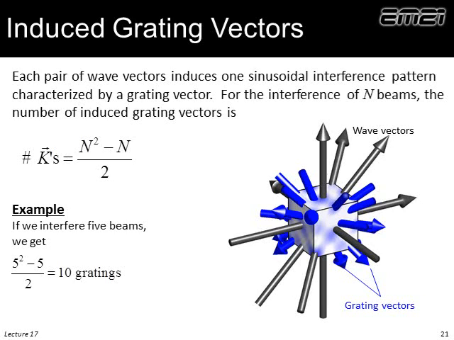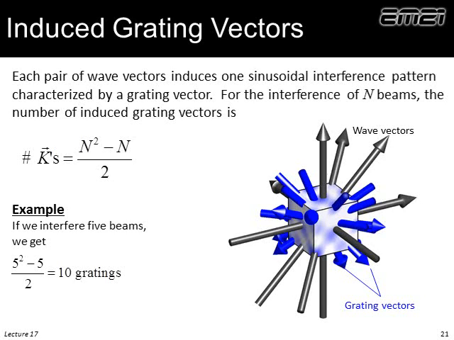Let's think about the induced gratings. All I've said so far is that if we have multiple wave vectors, we get a whole bunch of different grating vectors. So think of it this way: if we have multiple wave vectors, we pair off each of those beams. Each pair produces its own grating vector. So if we only have two beams, two wave vectors, there's only one way to pair that off, so we get one grating. If we have three beams, we have three wave vectors, and there's three ways to pair that off, so we get three grating vectors.